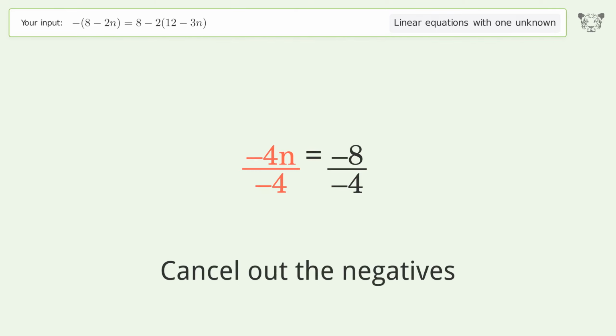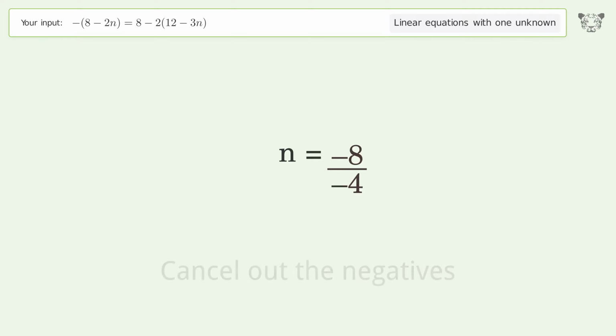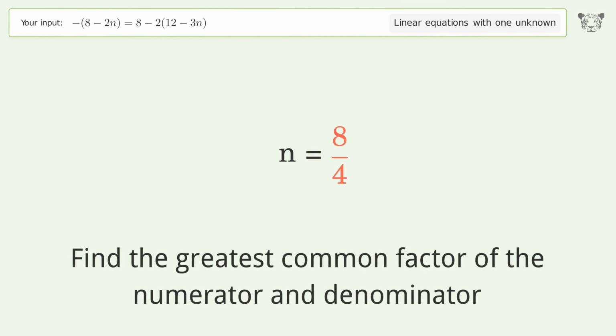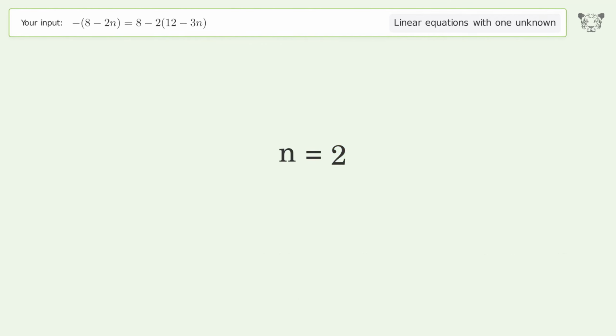Cancel out the negatives. Simplify the fraction. Cancel out the negatives. Find the greatest common factor of the numerator and denominator. Factor out and cancel the greatest common factor. And so the final result is n equals 2.